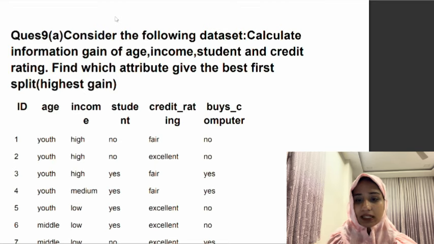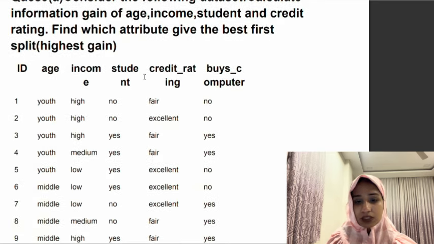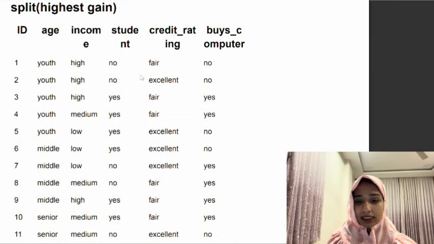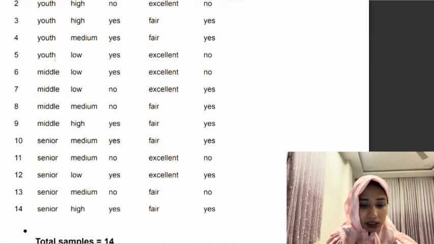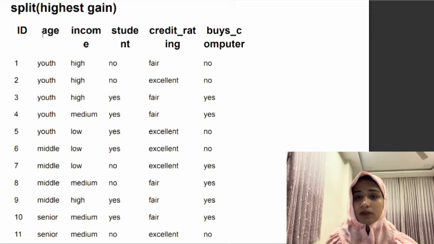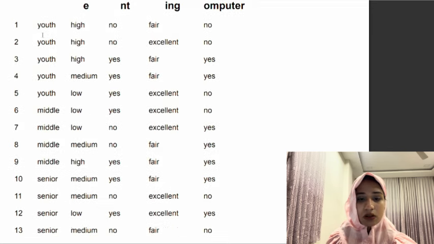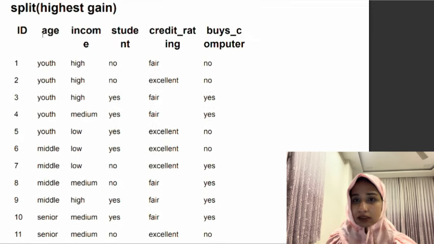So part A, consider the following data set. Calculate information gain of age, income, student and credit rating. Find which attribute gives the best first split, which is the highest gain. So we have here 14 rows, 14 rows in the data set.